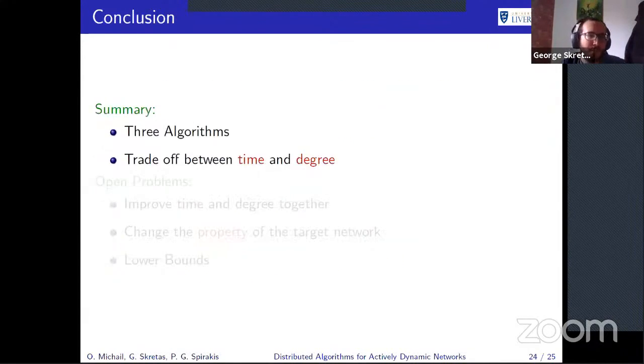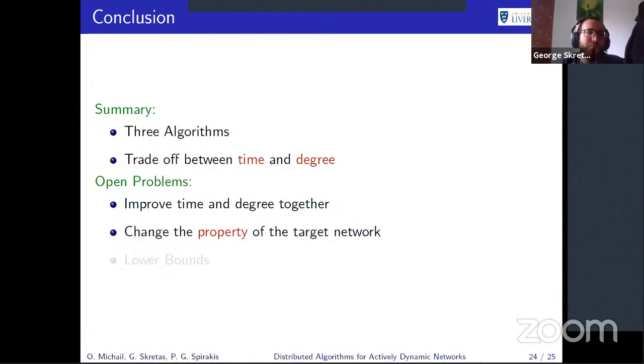So in order to sum up, we have three algorithms that show that there is a clear trade-off between time and degree. So it seems that we can't have both be optimal, but I still have that as an open problem because we are not sure yet. So it might be possible to basically optimize both of them, although I personally am not sure that it can be done. Another open problem would be to change the property of the target network that we want. So here in this whole work, we wanted the target network to have log n diameter.